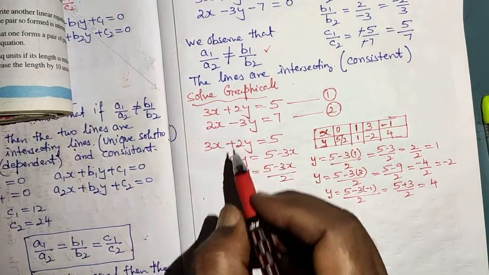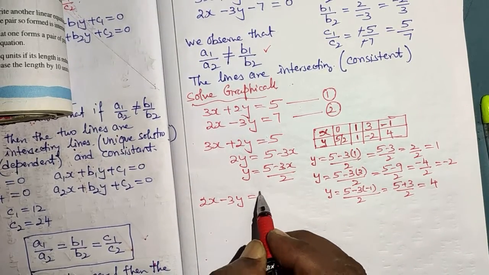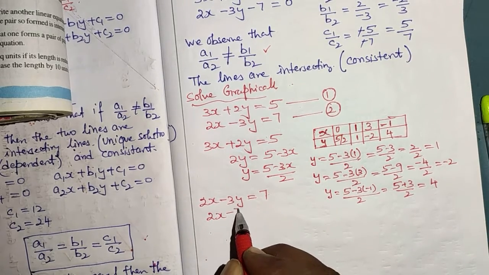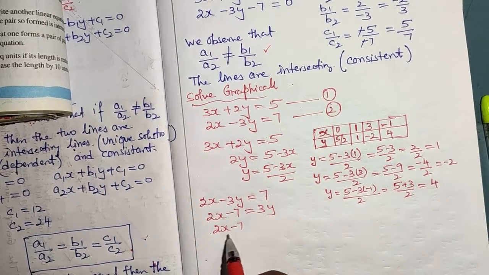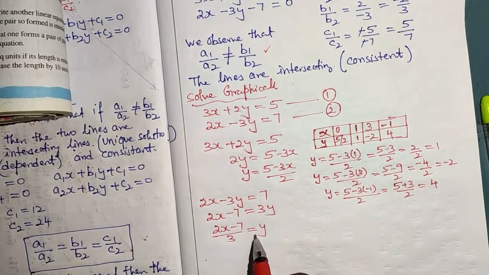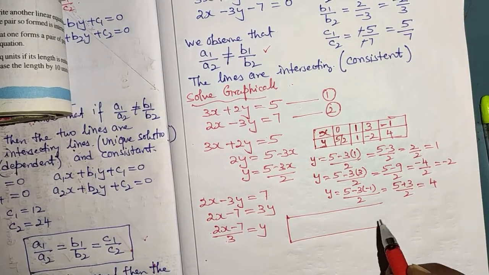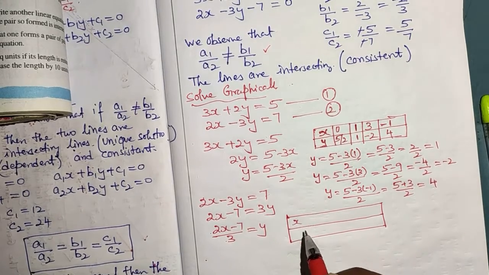Now to plot the next graph, I will take the second equation, 2x minus 3y is equal to 7. So 2x, I will bring the 7 to this side. 2x minus 7 is equal to 3y. So 2x minus 7 by 3 is equal to y.